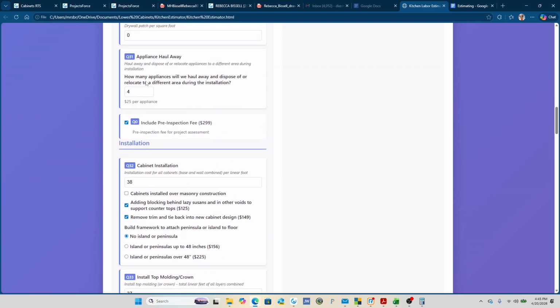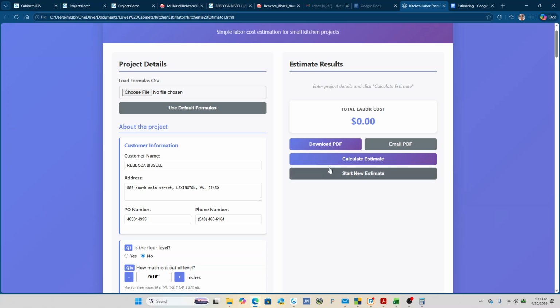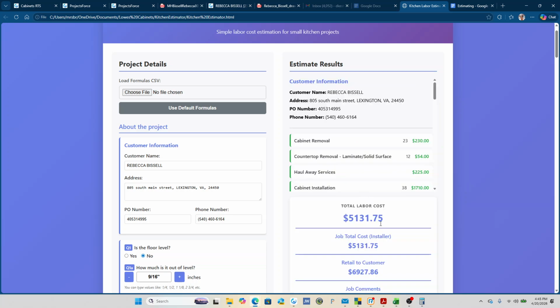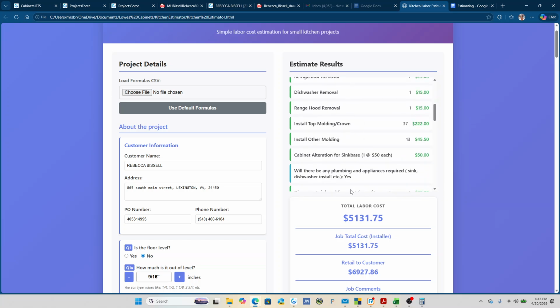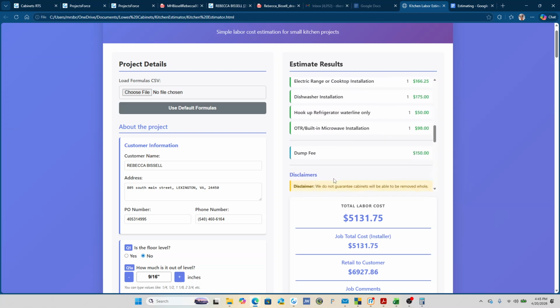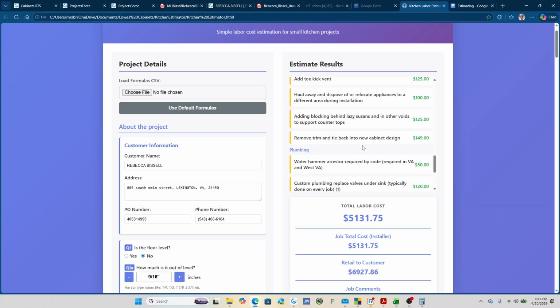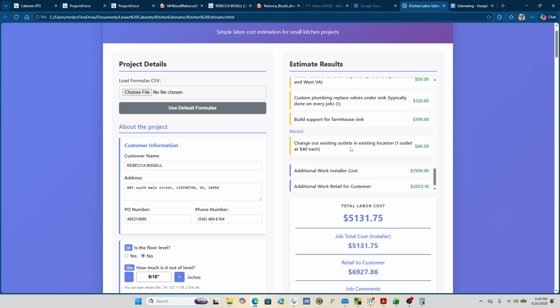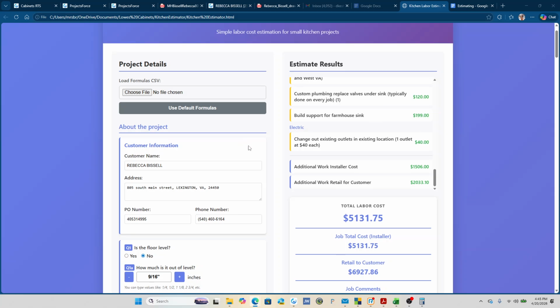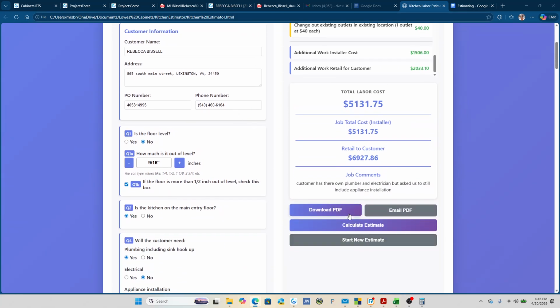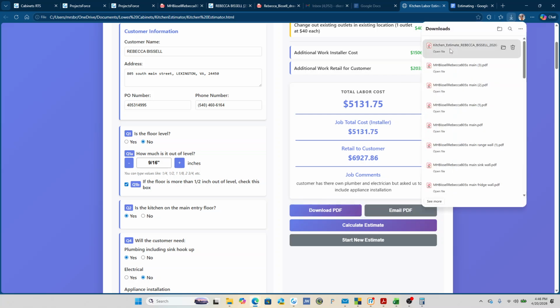All right, let's see what we get for a price. We'll go back up here. $5,131.75. That looks about right for not having to do all that additional plumbing and electric moving things around. So I'm going to just briefly scan through this. He still has not responded with that installer report, but I'm just going to have to trust my math. And I am going to download a PDF of it, and I'm going to do two things.